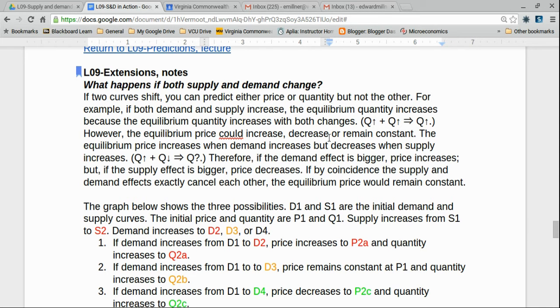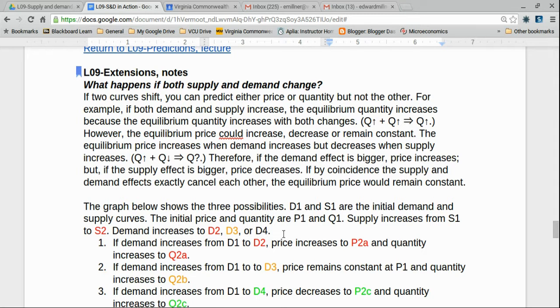The previous table showed what happened if either the supply curve or the demand curve shifts. Life gets a little more complicated if both supply and demand shift, but we can still make good progress. If two curves shift, you can predict either price or quantity, but not the other. For example, if both demand and supply increase, the equilibrium quantity increases with both changes.